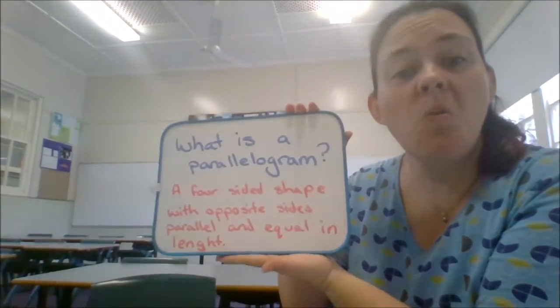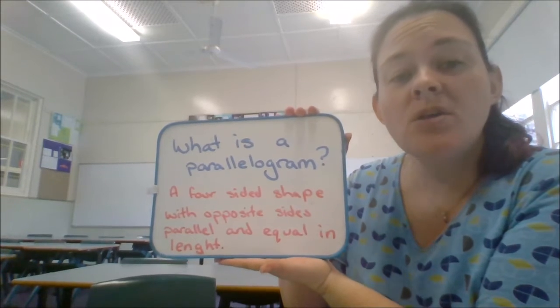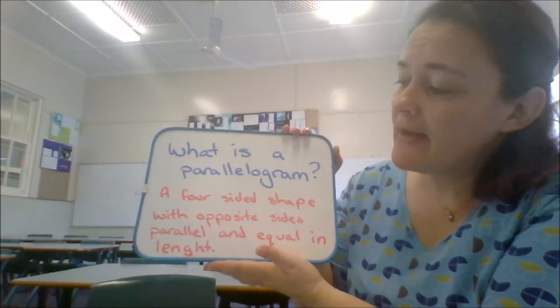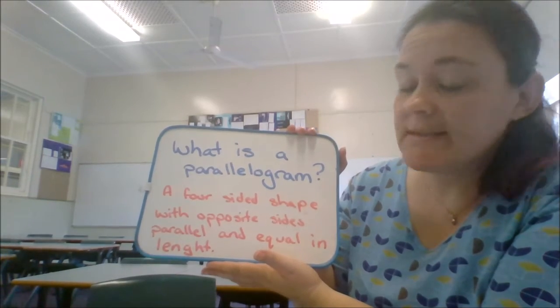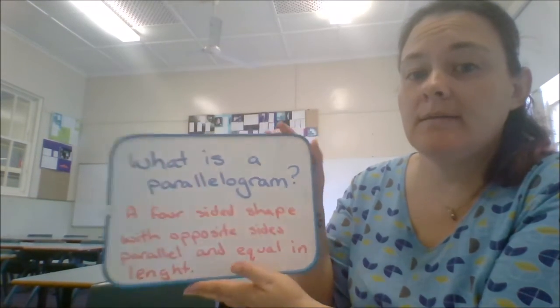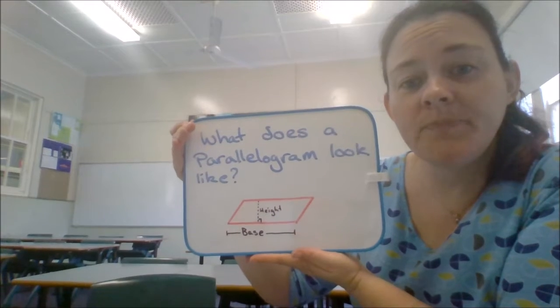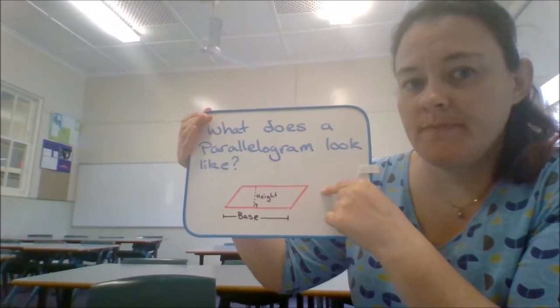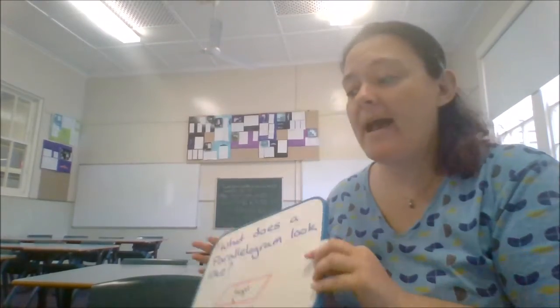So first you might be asking yourself, what is a parallelogram? A parallelogram is a four-sided shape where all of its opposite sides are parallel and equal in length. What does it look like? It looks like this. So we're going to learn how to calculate the area.